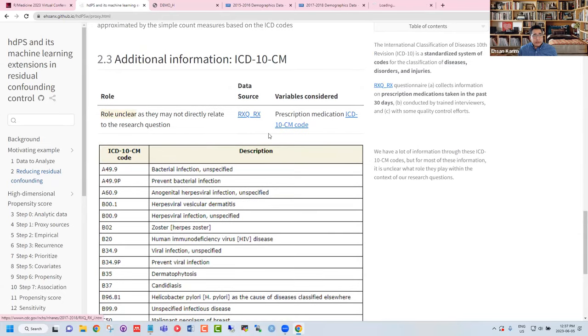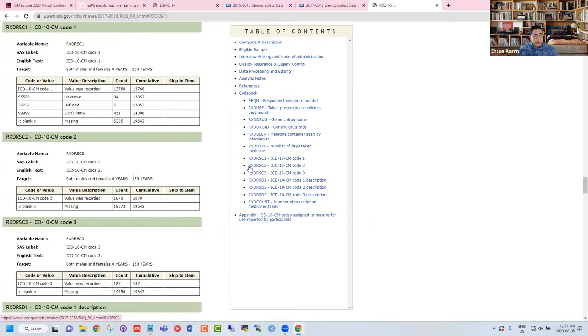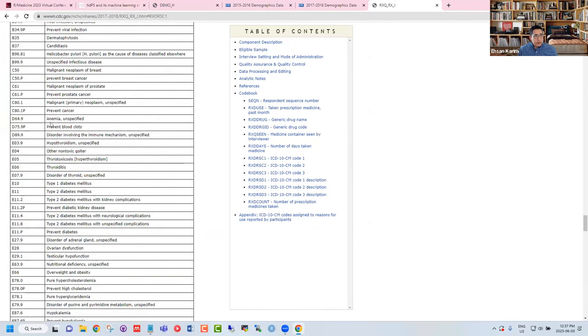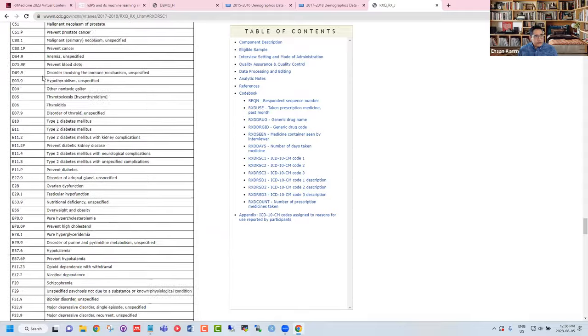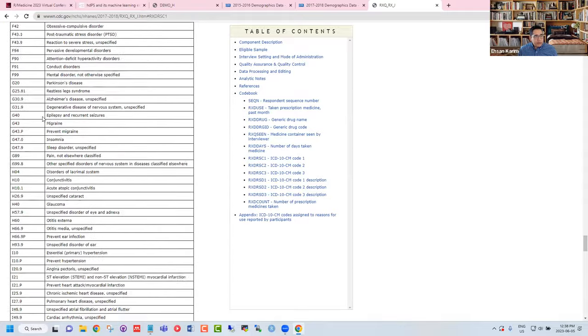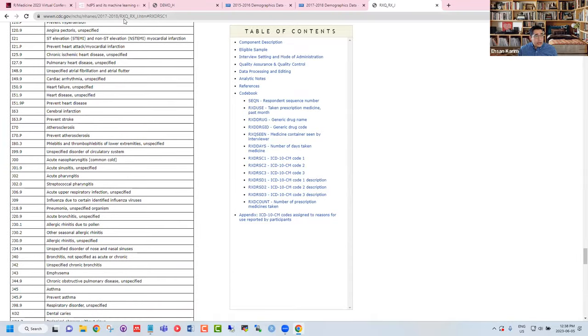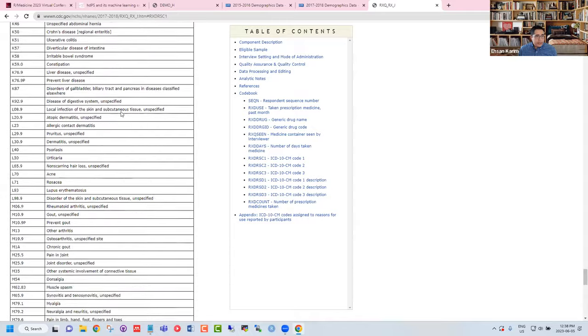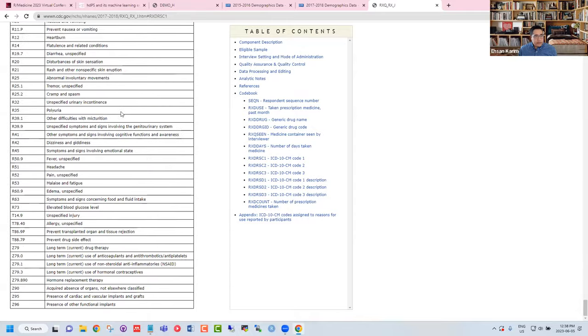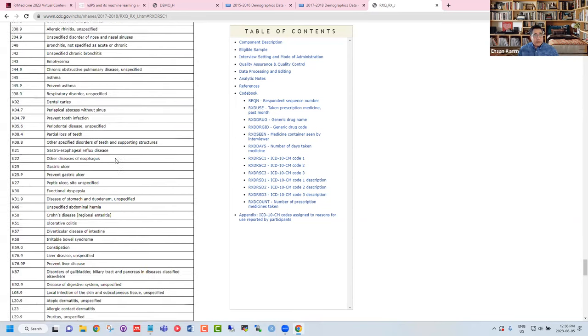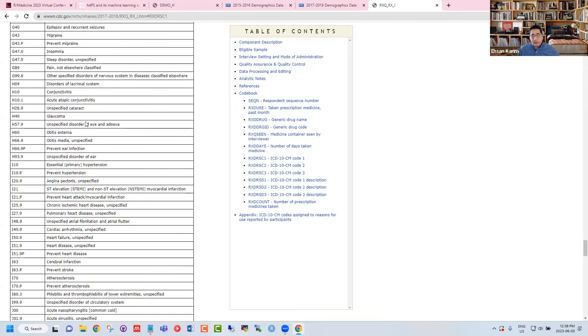If you go to the enhanced data source, you can see a lot of ICD-10 codes are available. A long list of ICD-10 codes is available in the RxQ component of the enhanced data. That gives you a very good understanding of what type of medications these patients were taking in the last 30 days before the survey, right? And from this, you get some understanding of what other diseases these patients have. That could be helpful for us to understand the comorbidity status of these patients, right?